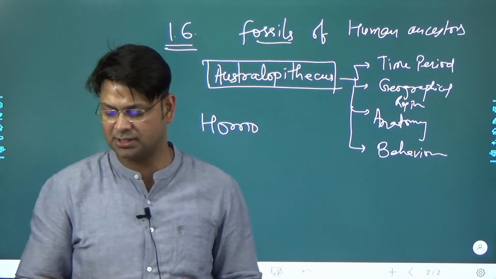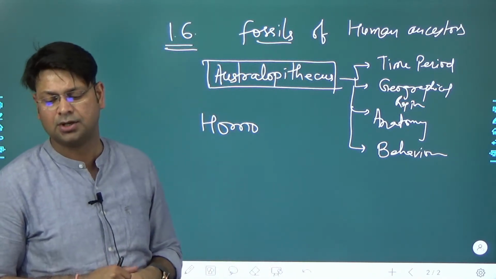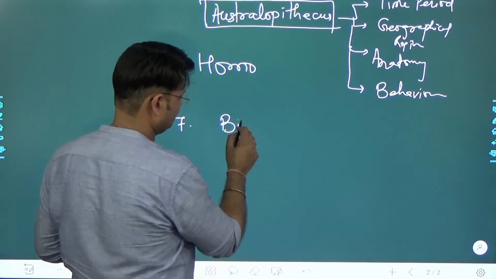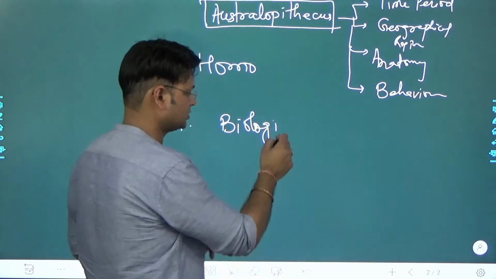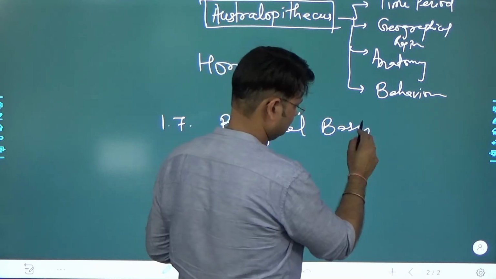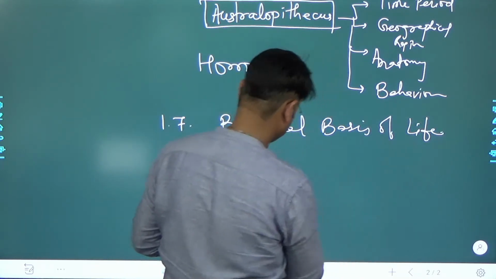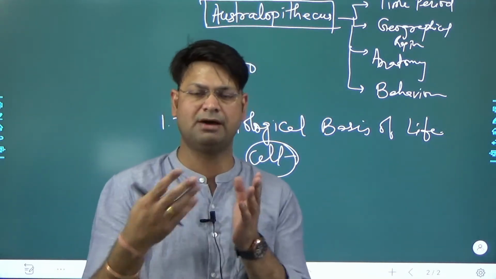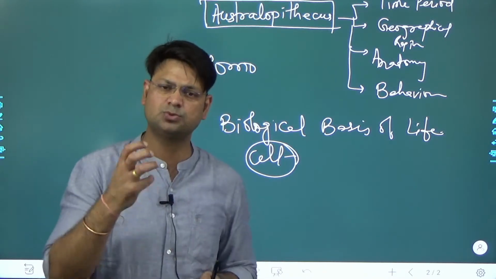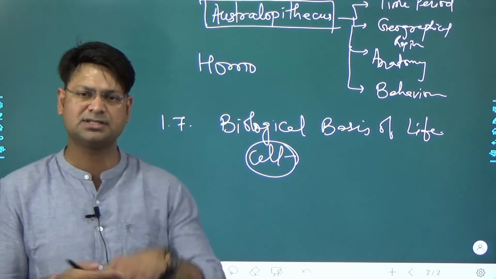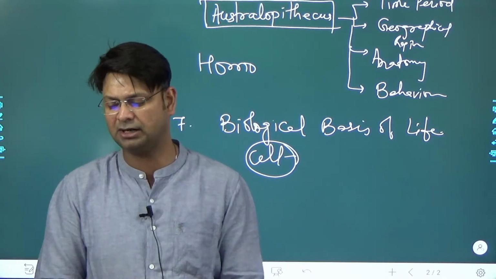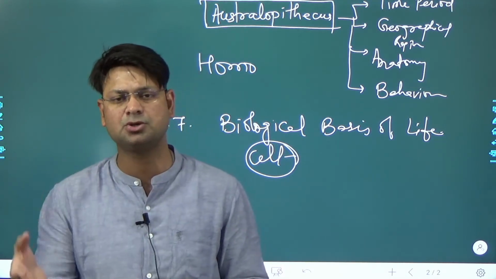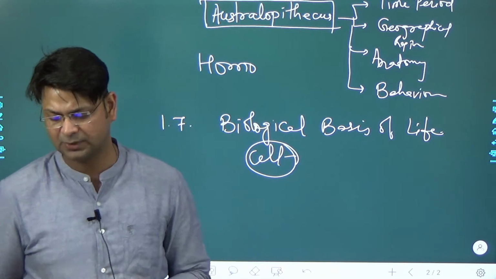After that we will try to understand in 1.7 the biological basis of life. Here we will study the cell, chromosomes, DNA. Within the cell we have the nucleus, the nucleus has chromosomes, and chromosomes have DNA and histone protein. What is the function of DNA, what is the function of chromosome, what is the structure of chromosome, all these aspects will be covered. Here we will also talk about protein synthesis, mitosis, and meiosis.